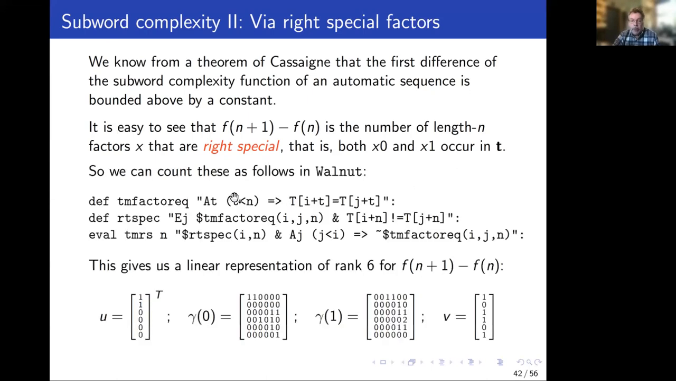So we can count those. We can say right special, that's the assertion that the factor beginning at position i of length n is right special. It says that the factor at position i and the factor at position j are the same, but if I look at the very next symbol, i plus n and j plus n, they're different. That means it's a right special factor. And then I could say, okay, count the right special factors that are novel. And this is that never occurred before. And this gives us a representation of rank 6 for this first difference.